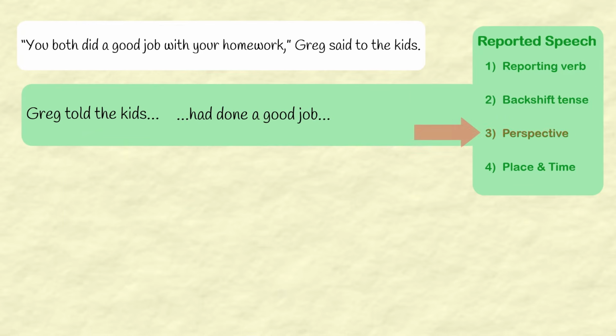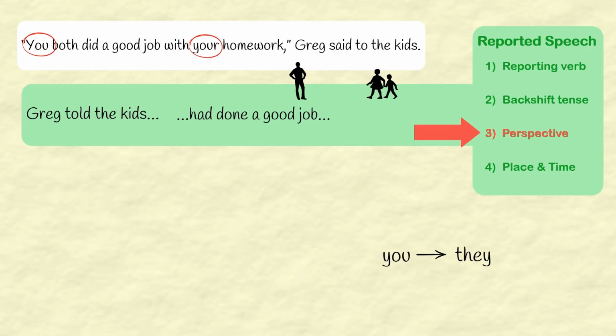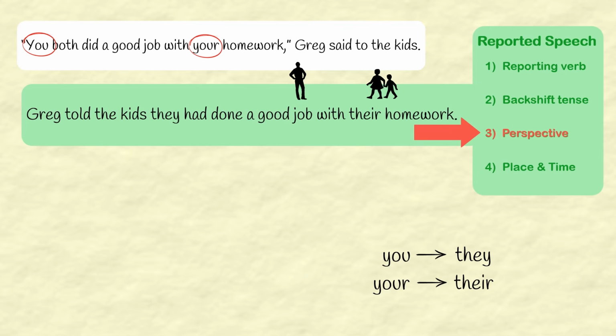Next, we check the perspective by considering who the speaker was and who they were talking about. Our speaker is Greg, and he is talking directly to the kids, so he uses the pronouns you and your. In the reported speech, we'll change you to they because the perspective has changed. Greg is no longer speaking directly to the kids. We'll need to change your to their. Greg told the kids they had done a good job with their homework.